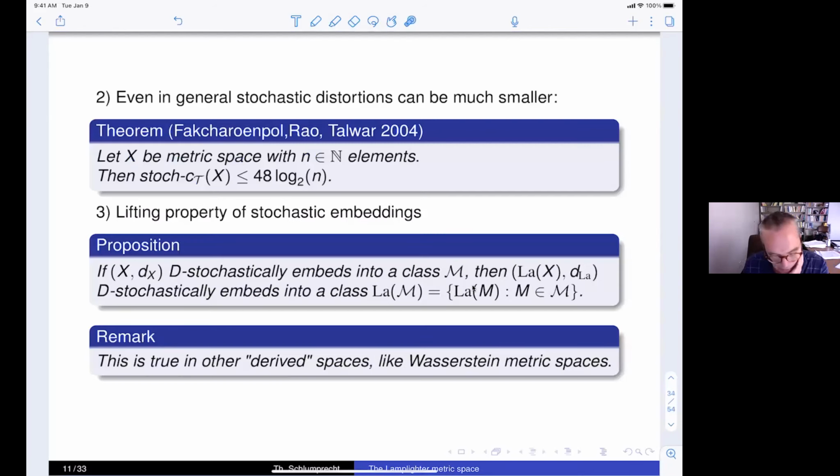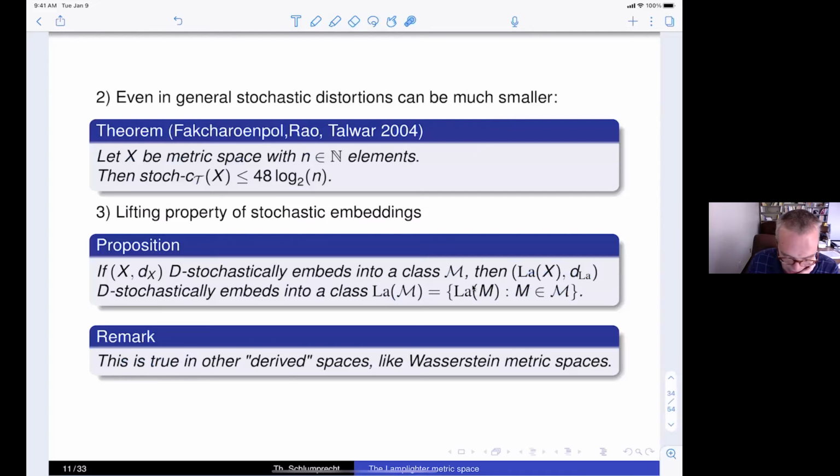And another property of stochastic embeddings is the following. If a metric space X stochastically embeds into a class M, then the same happens for the corresponding Lamplighter metric spaces. So then the Lamplighter of X stochastically embeds into the Lamplighter of M of the class.